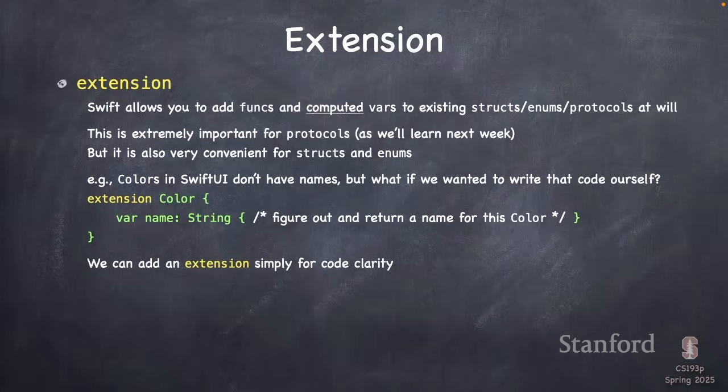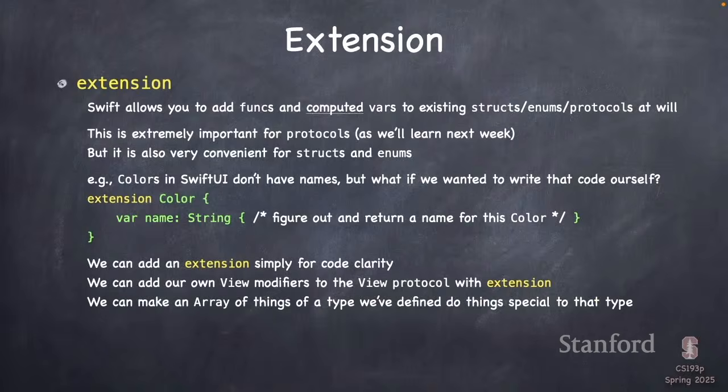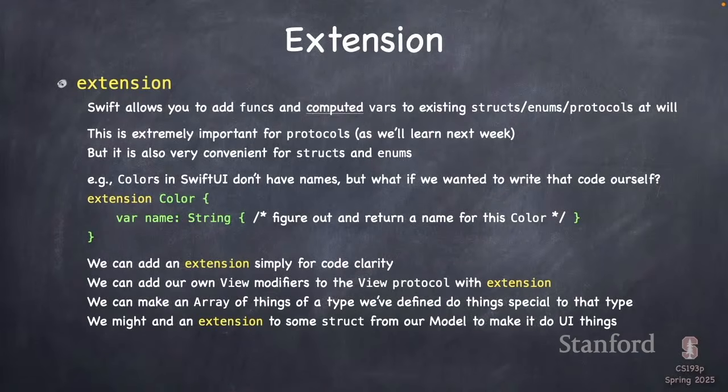And so sometimes we add extensions to simplify code, just to make our code read a little more clearly. We can add our own view modifiers to the View protocol. There's no reason we can't add some too. Usually we would add one that combines other ones. Sometimes we'll make an extension on an array of things of a certain type, like if we had an array of Match. Wouldn't it be cool if I could add a var exactCount that would just return the number of exacts in there? And we also sometimes use extension to add UI code to our model.